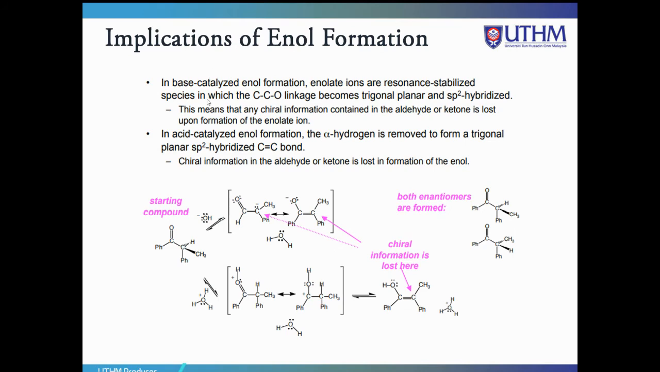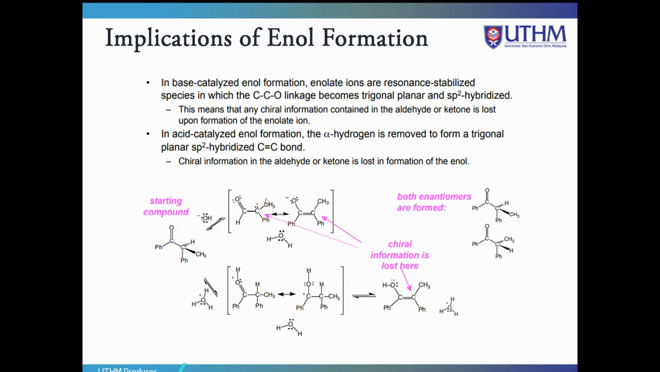Implication of enol formation. In base catalyzed enol formation, enolate ions are resonance stabilized species in which the C-C-O linkage becomes trigonal planar and sp2 hybridized. This means that any chiral information contained in the aldehyde or ketone is lost upon formation of the enolate ion. In acid catalyzed enol formation, the alpha hydrogen is removed to form a trigonal planar sp2 hybridized C=C bond. The chiral information in the aldehyde or ketone is lost in formation of the enol.